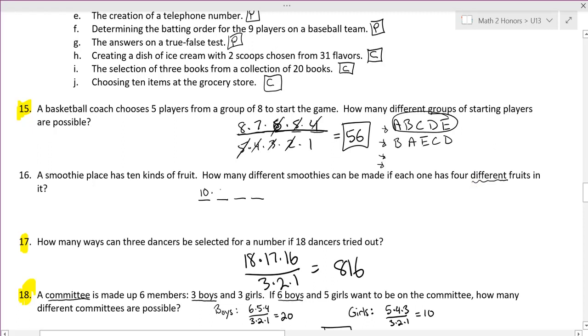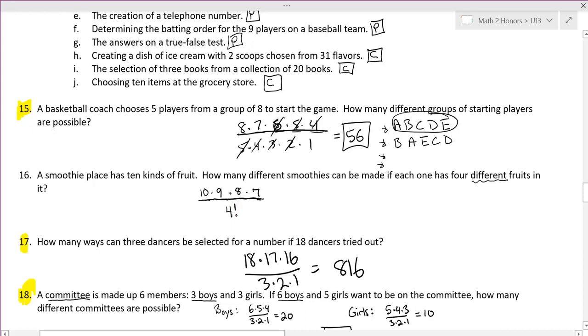So once you use 1, you only have 9 left over, and then 8 left over, and then 7 left over. Now, this is using the fundamental counting principle, and if the order in which you pick the fruit matters, then that would be the answer. If the order doesn't matter, if it's a combination, then you're going to divide that product by the factorial of how many fruits you picked. So I've picked 4 different fruits, and there we have it.